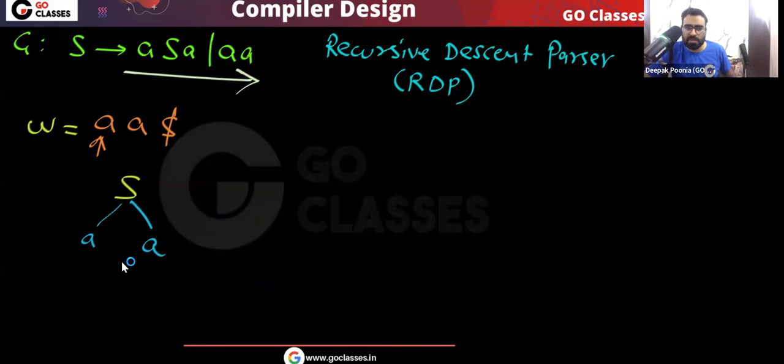Now it will try the next production. Now you can see this A and A are matching. So on the input we will go to the next symbol, and I will put this tick because I got a small local success. Now you can see this A and this A are matching.